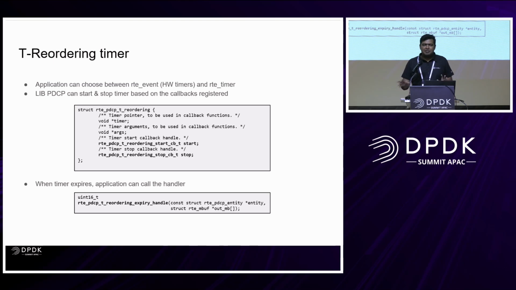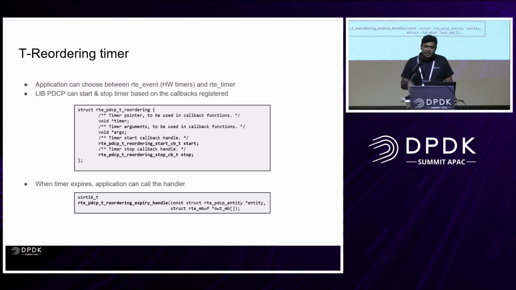So we didn't want to make that choice. Because of that, the design choice was to have the application register the callbacks for starting and stopping the timers. The application can just use this start and stop timer per entity it can configure, and then PDCP, as it processes the packet and sees that reordering is happening, can start the timer. When it sees that the packets have arrived, it can stop the timer, and it can do whatever it wants.